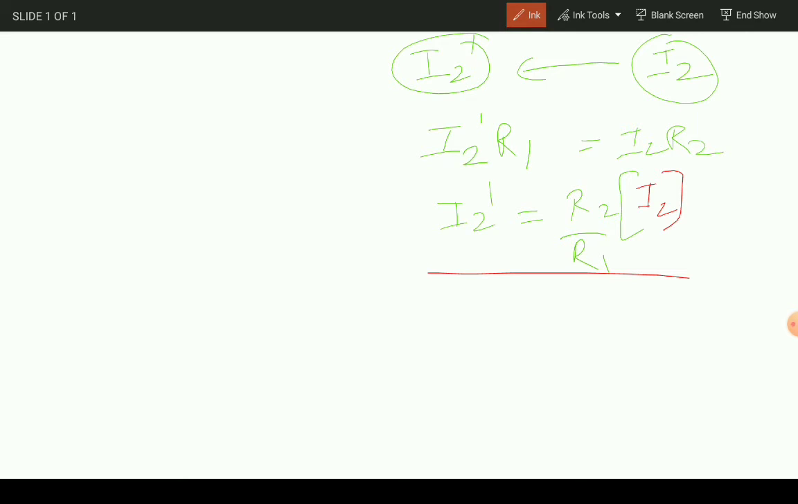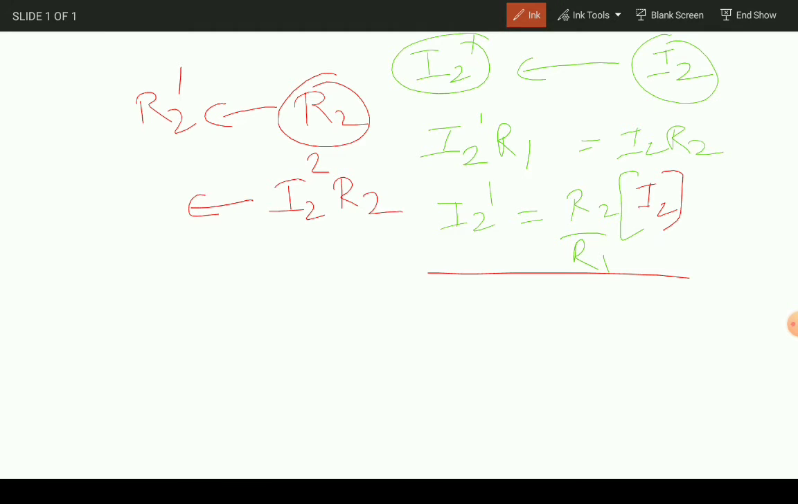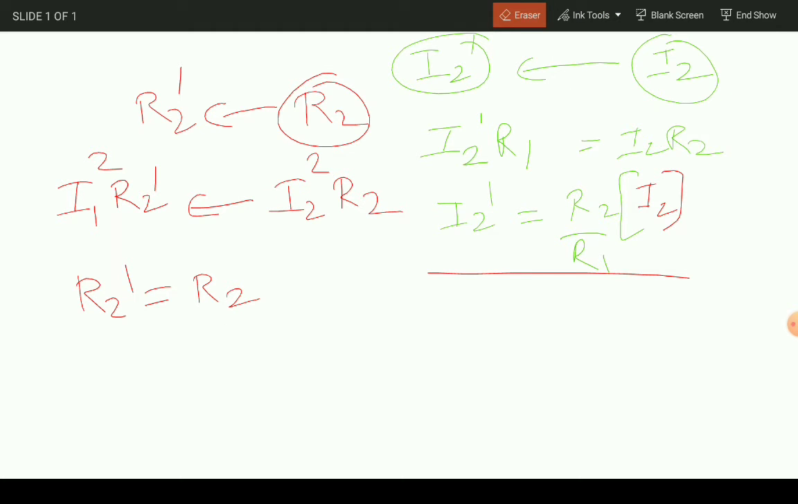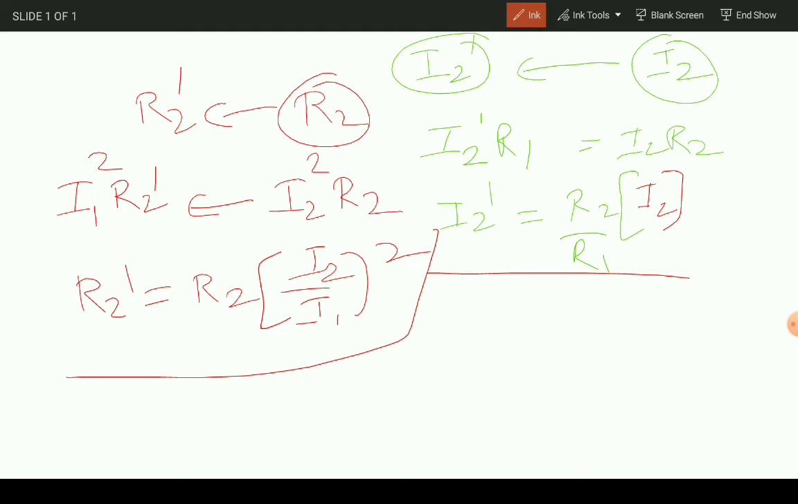The next one, resistance. R2 is in the secondary. When it goes to primary, it becomes R2 dash. The power consumption due to R2 will be I2 square R2, but in the primary it will be I1 square R2 dash. So R2 dash is equal to R2 times I2 by I1, the whole square. Okay, so this is the formula.